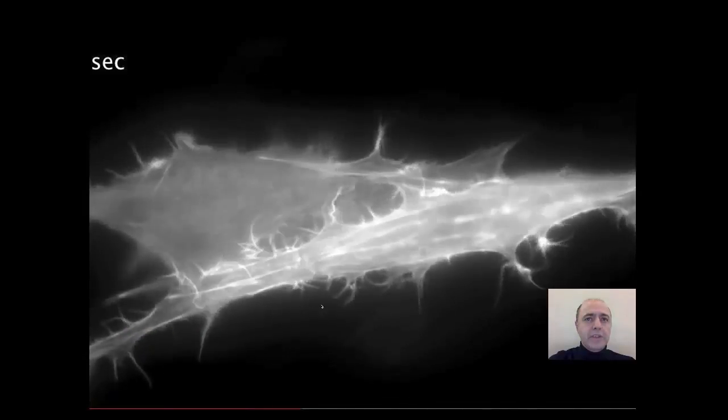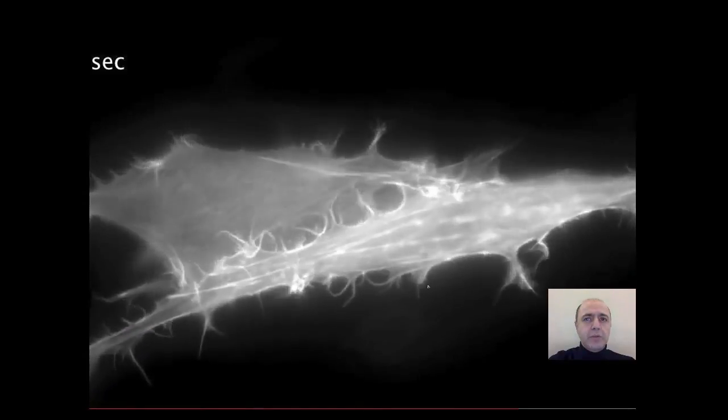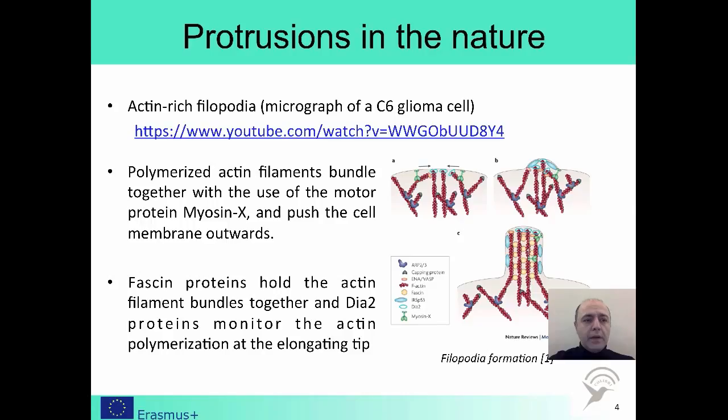Note the formation and destruction of the protrusions at the cell membrane. The actin filaments are bundled by the fascin proteins and moved by the molecular motors to push the cell membrane out like the poles under a tent. This way the protrusions are formed.